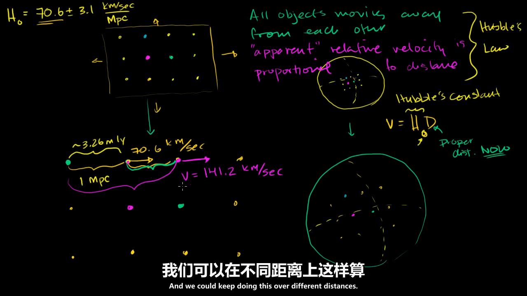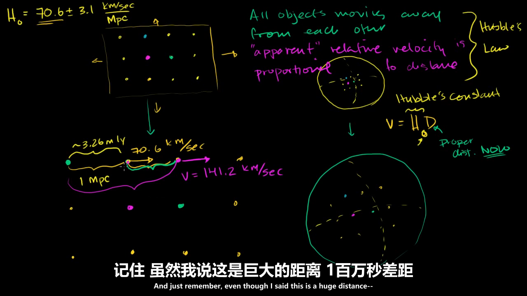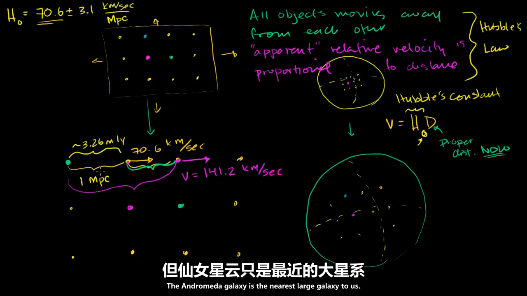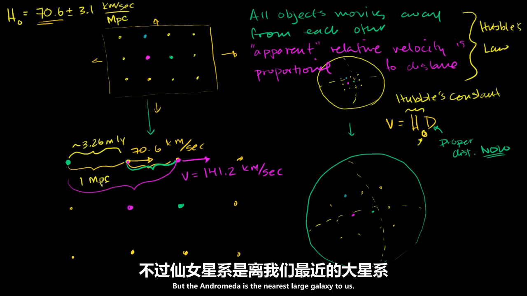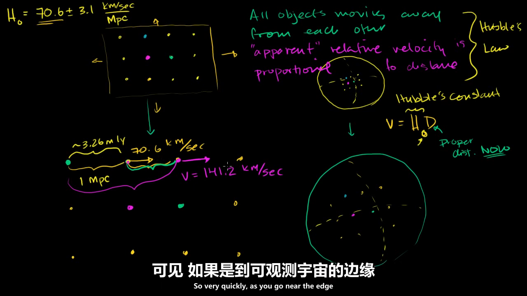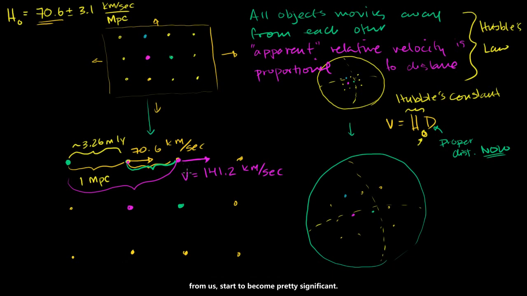And we could keep doing this over different distances, but hopefully this gives you a bigger sense of things. And just remember, even though I said this is a huge distance, a megaparsec is further than it is to the Andromeda galaxy. The Andromeda galaxy is the nearest large galaxy to us. There are some smaller galaxies that are closer to us that are satellite galaxies around the Milky Way, but Andromeda is the nearest large galaxy to us. And we also know that we're talking about hundreds of billions of galaxies in just the observable universe. So very quickly, as you go near the edge of the observable universe, the apparent velocities at which things are moving away from us start to become pretty significant.